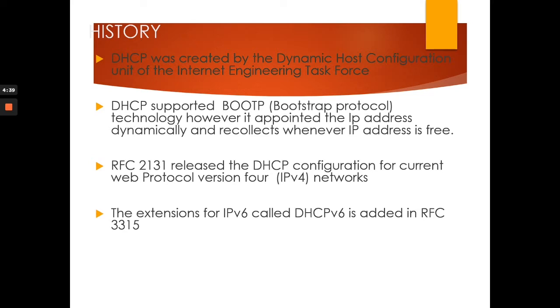DHCP follows the same bootstrap protocol technology, however it is slightly different as it assigns the IP address dynamically and reclaims them whenever the IP address is free. In the RFC 2131 release, DHCP configuration added support for Internet Protocol version 4, also known as IPv4. And in RFC 3315, they added support for Internet Protocol version 6, also known as DHCPv6.